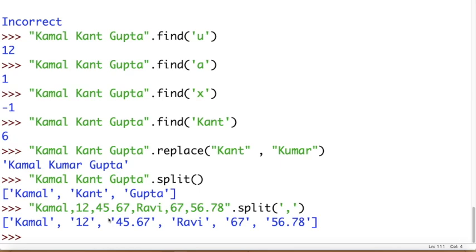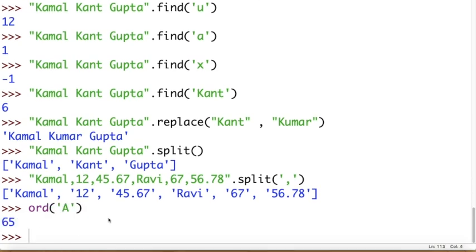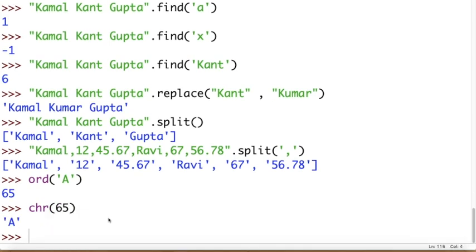Now let us go for the last couple of functions in the series, that is ord. So ord of capital A gives you the ASCII code of A, and the chr of 65 gives you the reverse thing, that is capital A, right?